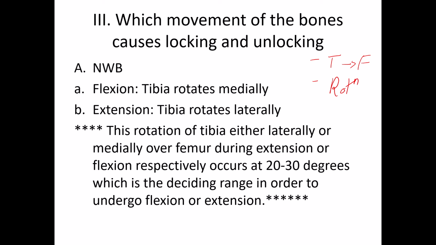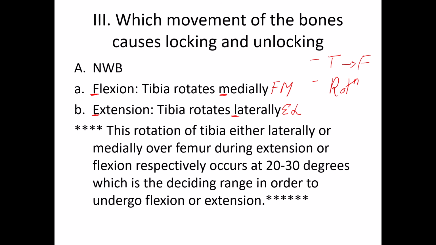Rotation for locking and unlocking. So when we are doing flexion, tibia moves over femur, tibia rotates over femur medially. So flexion medially. Extension, tibia rotates over femur laterally. Extension laterally. Now this rotation cannot occur throughout the range of motion from 0 to 135 and from 135 to 0. It occurs in a specific range.